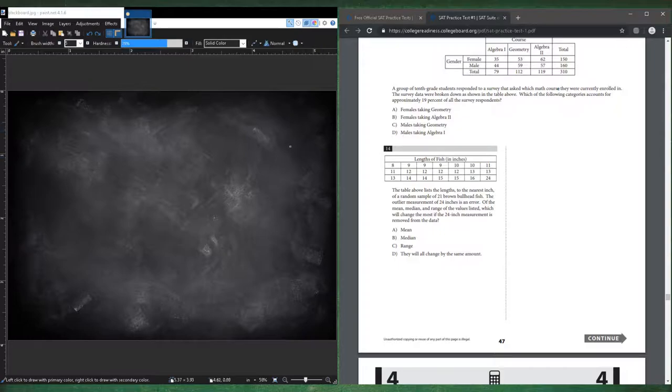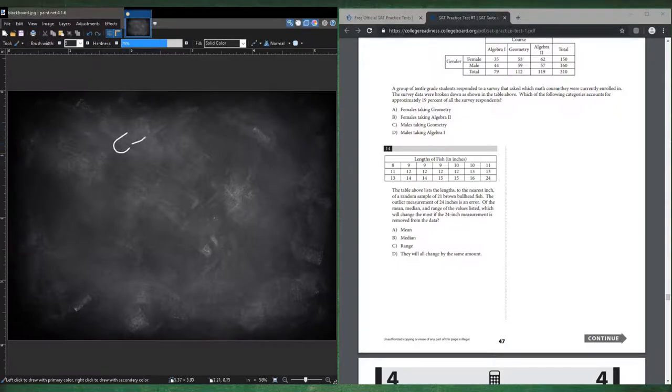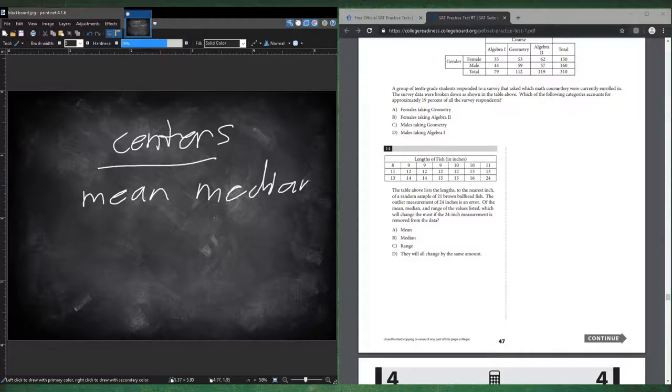So mean and median are considered centers. That's what they are, mean and median. It's where the data is centered around, hence the name centers. Range has to do with something called spread. So it's like a variation from the mean.